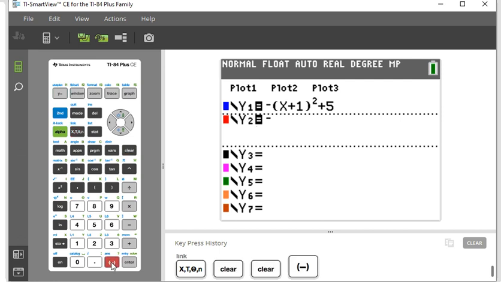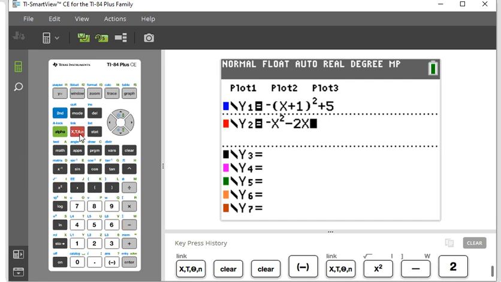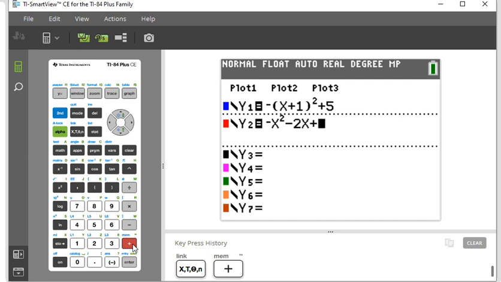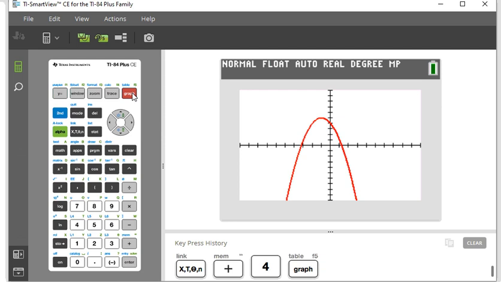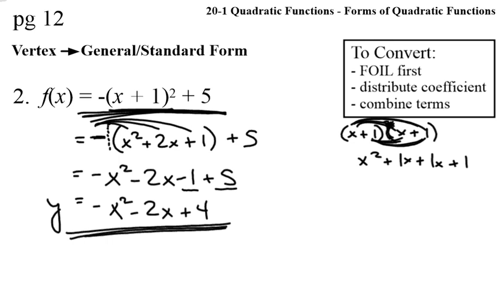Negative x squared minus 2x plus 4. That's what we're hoping it is. When I hit graph, I want to see one parabola get covered by a second parabola. Only see one parabola at the end, which tells me, giddy up, we have the exact same parabola for two different equations. So that's vertex to general form.